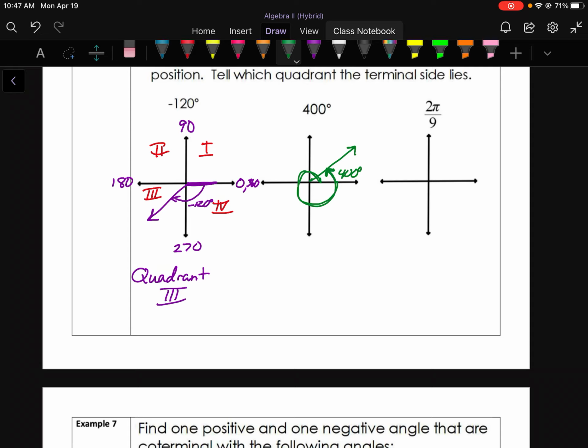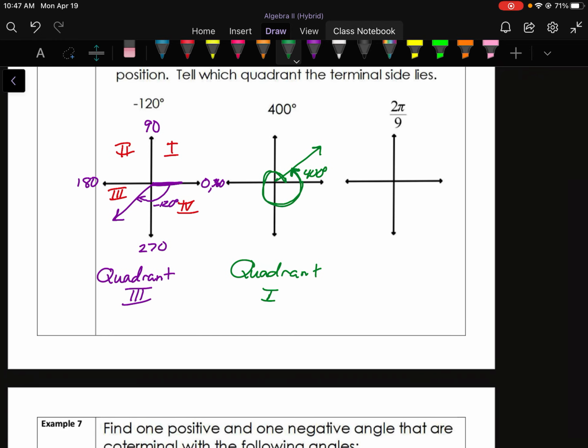And that falls into quadrant 1. And this is going to be important here when we start talking trig functions and angle measures in, I think it's 2 sections. So then we have 2 pi over 9, so that's in radians, of course, so we need to convert that to degrees first.